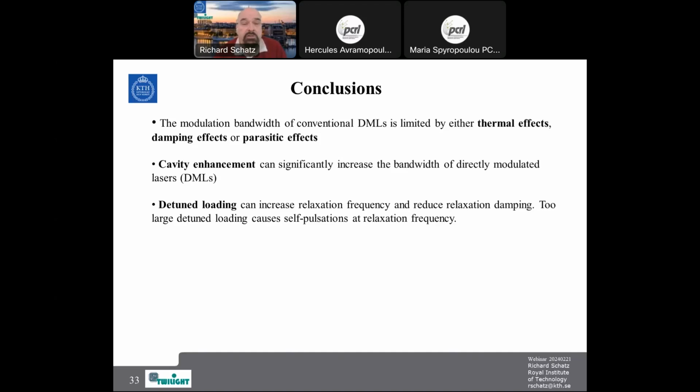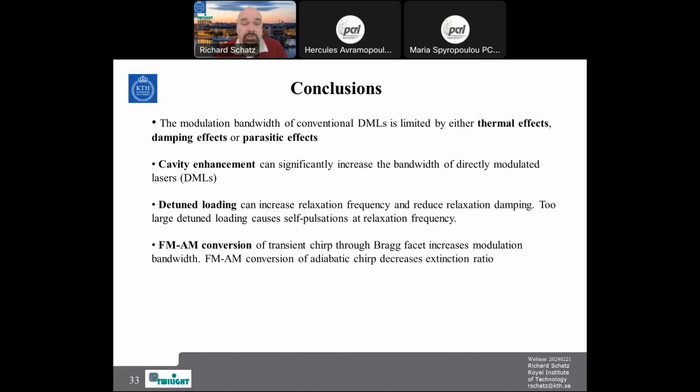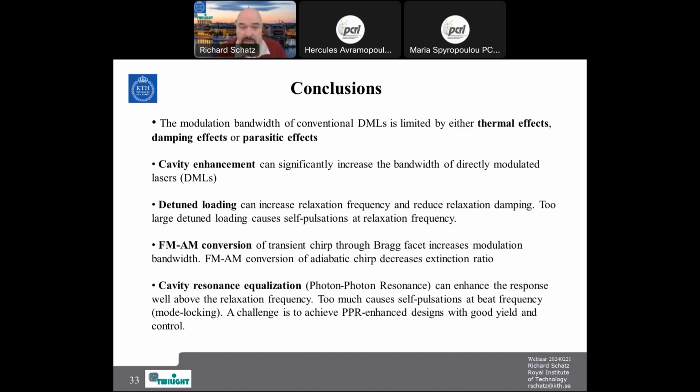Too large detuned loading causes self-pulsation at the relaxation frequency. FM to AM conversion of transient chirp to Bragg facet increases the modulation bandwidth. If you have adiabatic chirp, you also get the decrease of extinction ratio at low frequencies. Together, it gives quite a large increase of the bandwidth also. And then you have a cavity resonance equalization, also called photon-photon resonance, that enhances response well above the relaxation frequency. It gives a second resonance to your modulation response.